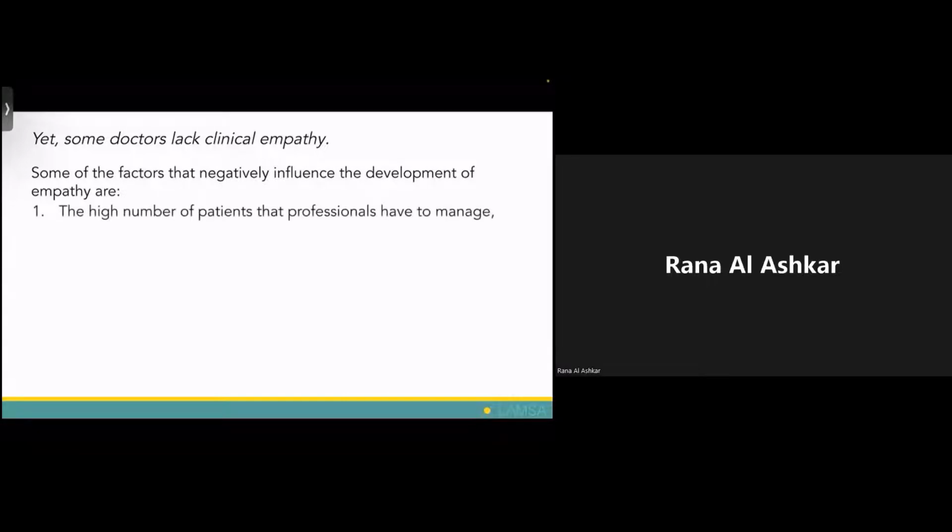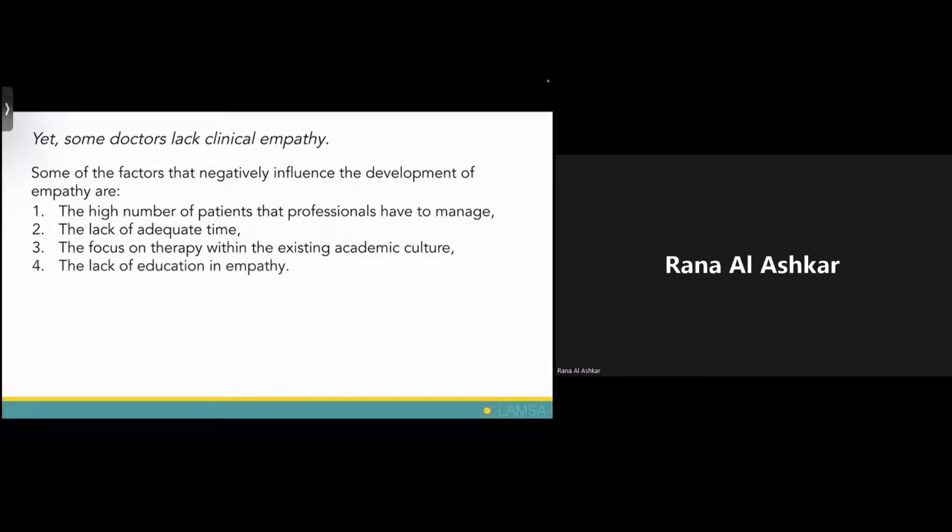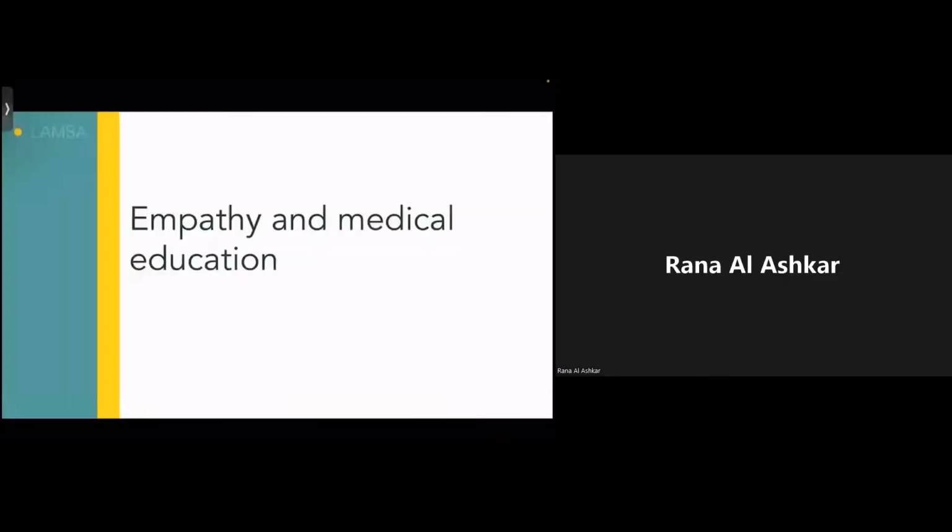They found that education in general, and mainly these factors, influenced this: the high number of patients that professionals have to manage, the huge load of paperwork, and the lack of adequate time. Basically, we train residents in very long working hours without the tendency to take breaks, without adequate time to spend with their patients. We focus a lot on the therapy in our academic culture and not on the humanitarian basis. What we learn in medical school is a disease and the treatment, a disease and the treatment. We did not learn how to treat a human being, which is totally different. And there is a lack of education on empathy itself. We're not trained to feel empathetic.